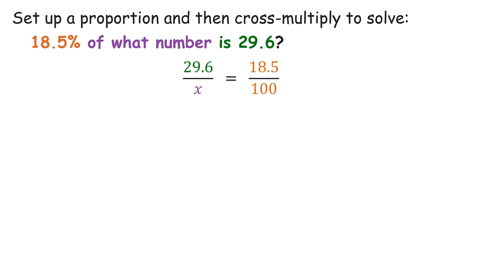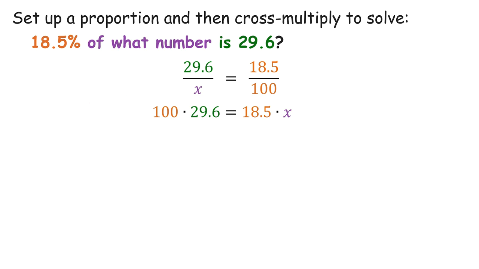We are allowed to cross multiply because we have an equation with a single fraction on each side of the equal sign. To cross multiply, we multiply up and across the equal sign to get 100 times 29.6 equals, and then multiply up and across the equal sign in the other direction to get 18.5 times x. So we just have to solve the equation 100 times 29.6 equals 18.5 times x.